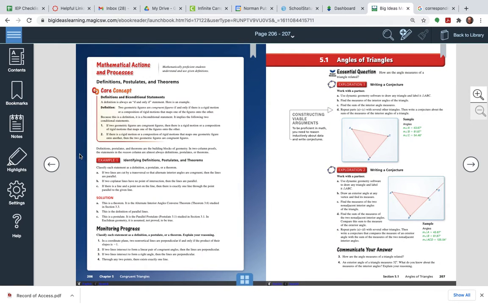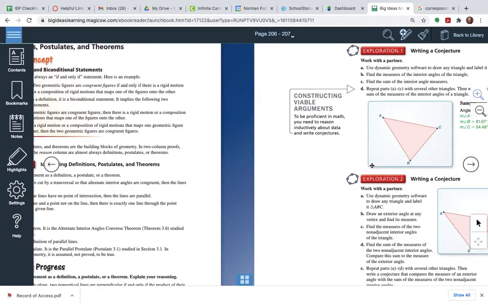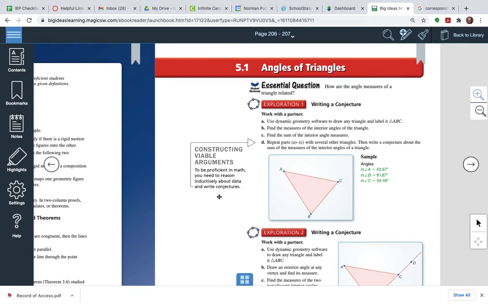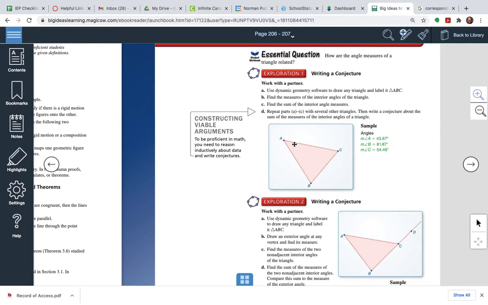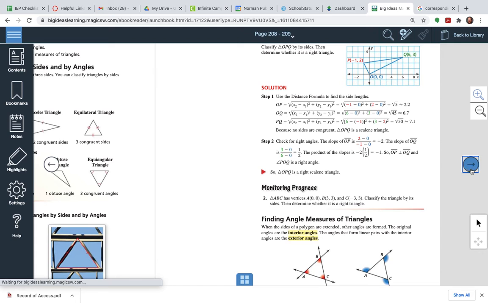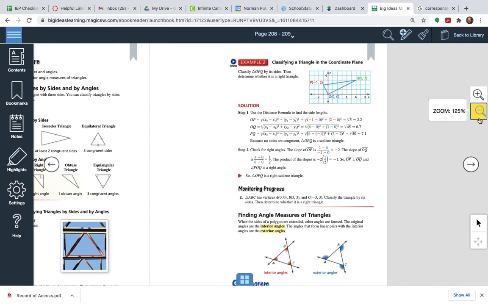5.1 talks about the angles of triangles. And you can go through this on your own. I'm just going to touch over it briefly. But the idea is that if two triangles have the same angles, then they have the same shape. If they have the same sides and the same angles, then they're congruent. So let's go ahead. I'm going to turn the page for a second and show you how this works.